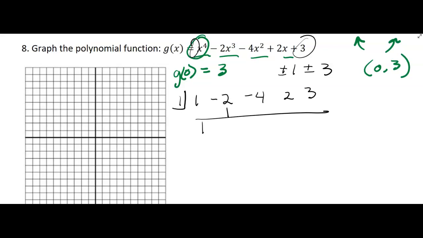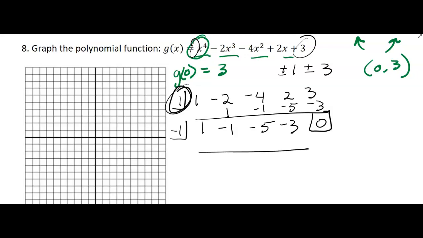Bring down the 1. Add. Multiply. -5. 2 and -5 is -3. Oh, lucky day. That one worked. Okay, so now I know a 0. And let's try -1, see if that works. Now I don't go back to the original. I could, but what I'm trying to do is get it reduced down so that I get to a quadratic, so then I'll know all the zeros.